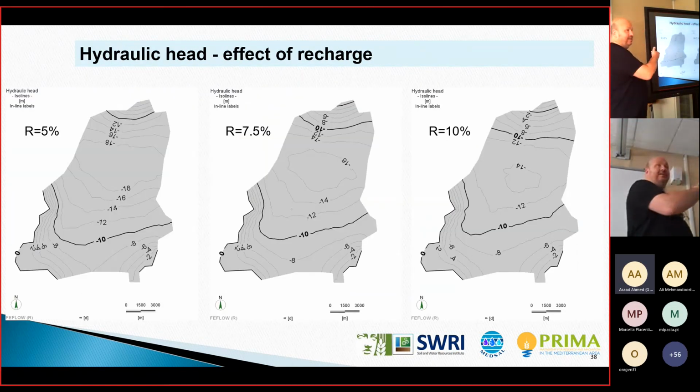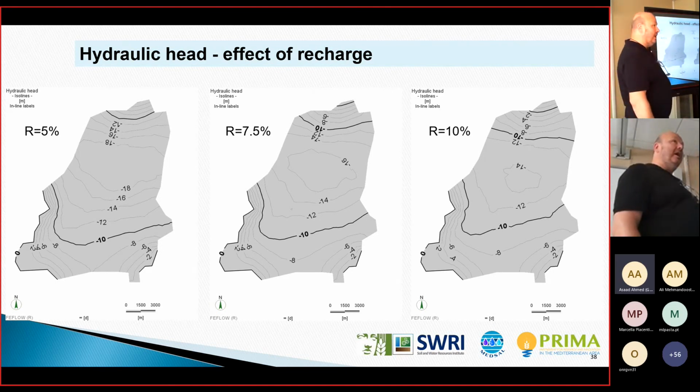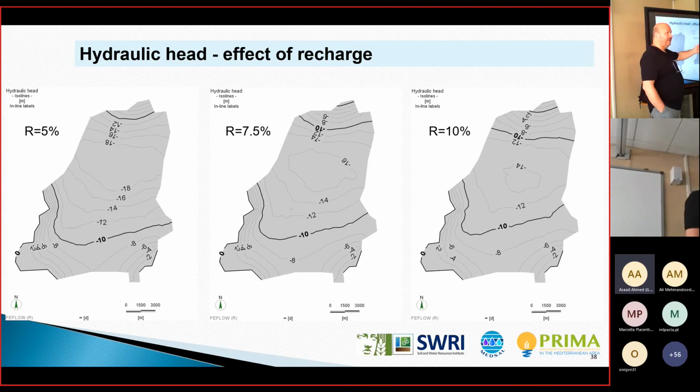So here, with this steady state model, with this boundary condition, that was the water balance of the model, and here we see some results. So we run the model, we keep all the parameters the same, and we just change the recharge on top of the aquifer. So in the first case, 5% of precipitation, 7.5, and 10% of precipitation. And as you can see here, we take 3 different maps. These are hydraulic head maps, isometric maps, distributed in the aquifer system.